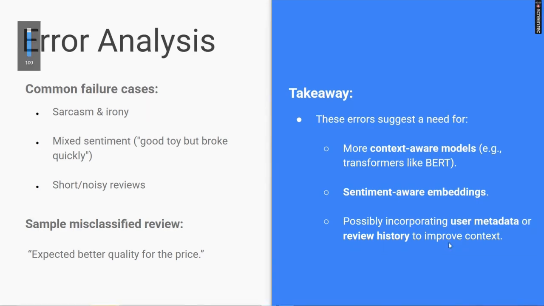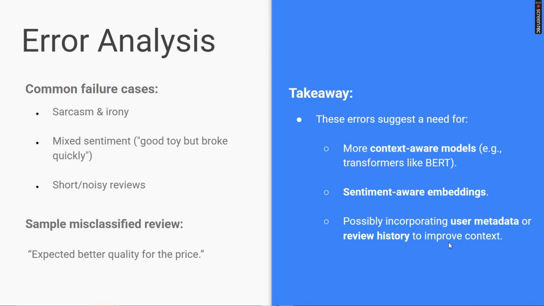So, what are the takeaways for handling these errors? Therefore, we need more context-aware models like transformers, like BERT, sentence-aware embeddings, and possibly incorporating user metadata or review history also to improve the context.